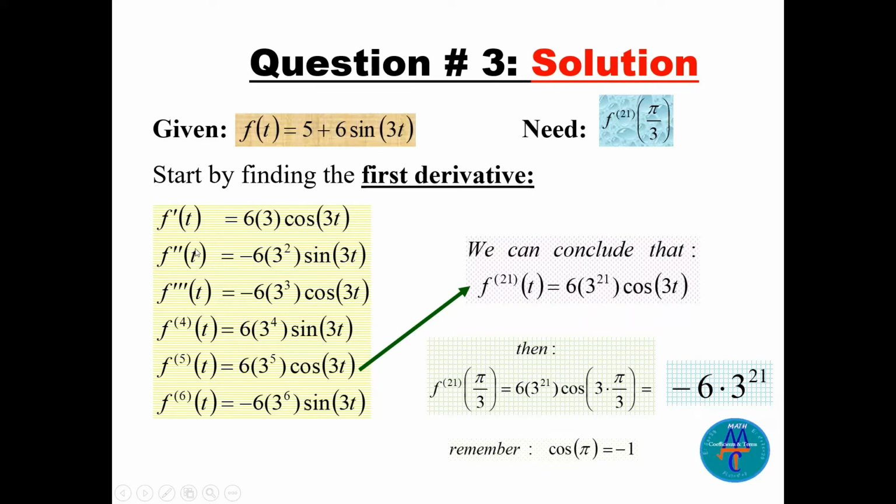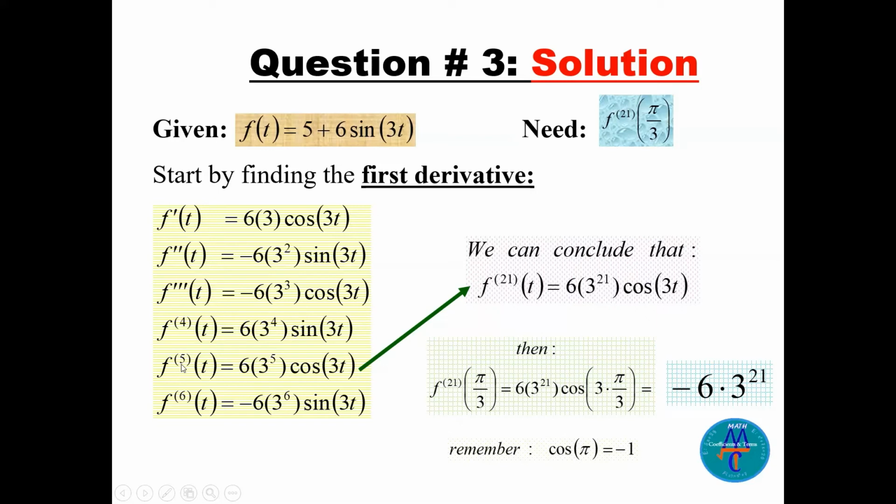The second derivative will be, this is a constant, 6 times the 3. The derivative of cosine of 3t will be minus sine of 3t, and there is a 3, so it becomes 3 squared. So I will go by this pattern. The third derivative, the fourth derivative, the fifth derivative, the sixth derivative. Now there is an even and odd here.